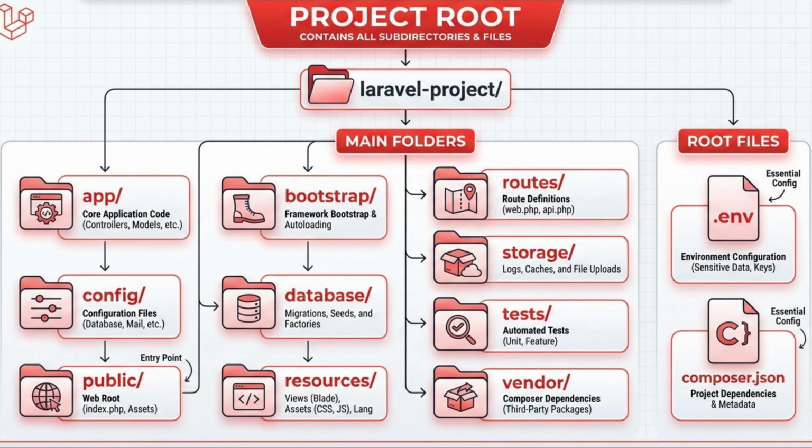One of them is the .env file, which holds environment-specific settings like database credentials, mail drivers, API keys, and other sensitive information. This file changes depending on where your application is running: local, staging, or production. Another important file is composer.json, which defines project dependencies, version constraints, auto-loading rules, and metadata. Composer uses this file to install and manage all external libraries your application needs.